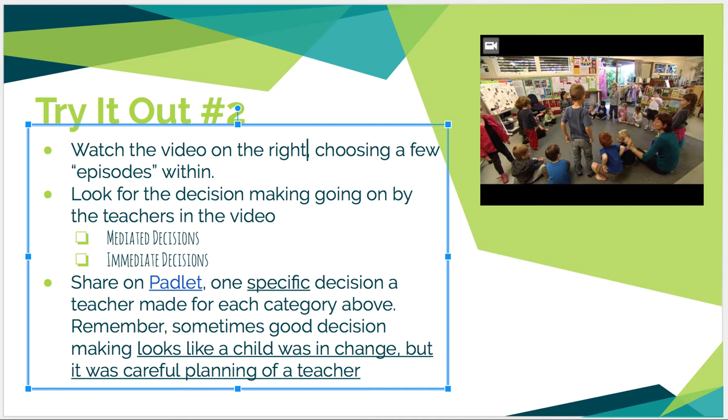Within what you watch, look for decision making going on by the teachers in the video. What decisions do they make that were mediated? And what decisions do they make that were immediate? And if you go back to the list on slide 12, that will help you pick out some specifics. Then you'll go into our Padlet board by clicking right here and give one specific decision that a teacher made for each category. So you'll give one specific mediated decision and one specific immediate decision. Remember, sometimes good decision making looks like the child was in charge, but sometimes it was just careful planning by the teacher, so don't get fooled.